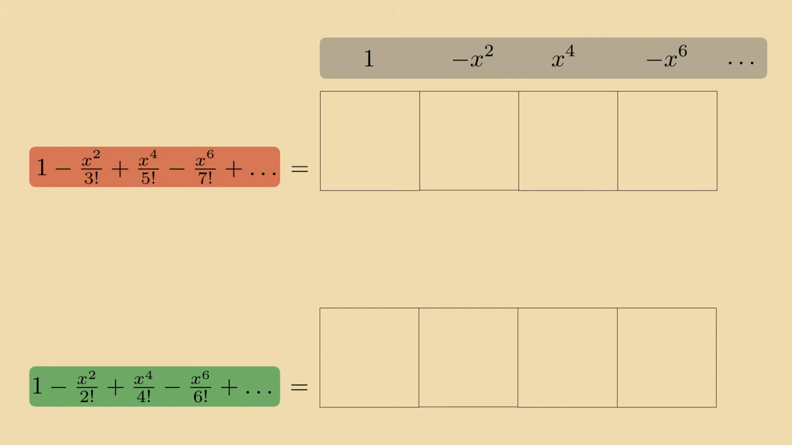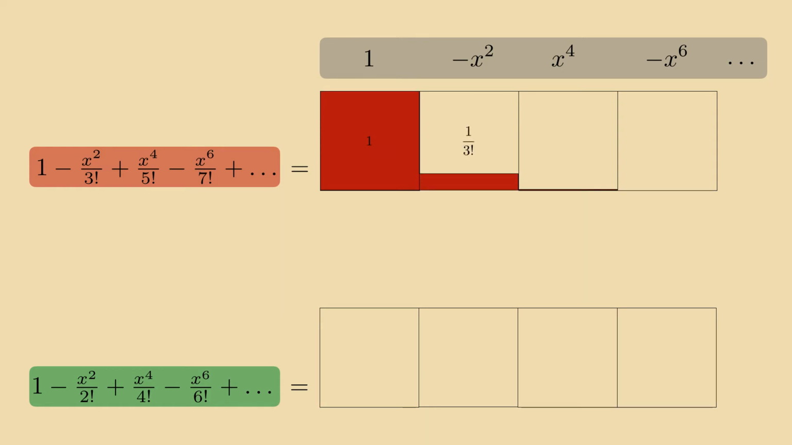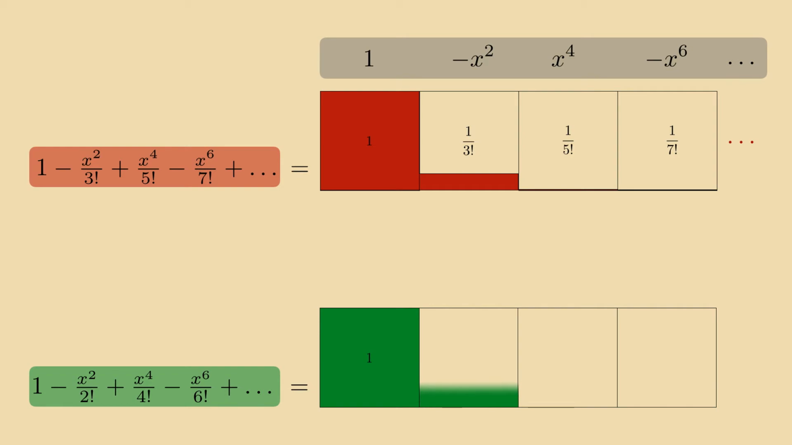The upper series in this representation has coefficients 1, 1 over 3 factorial, 1 over 5 factorial, 1 over 7 factorial, and so on. The lower series is represented by bars of height 1, 1 over 2 factorial, 1 over 4 factorial, 1 over 6 factorial, and so on. When we go through Euclid's algorithm, the bar heights will become very small very fast, and their values will be cumbersome fractions that make the pattern hard to see. Instead, we will focus on the ratios between them.